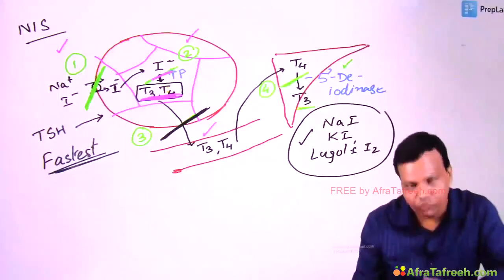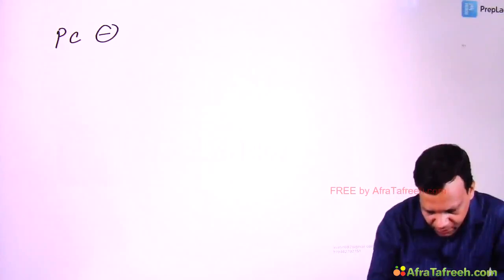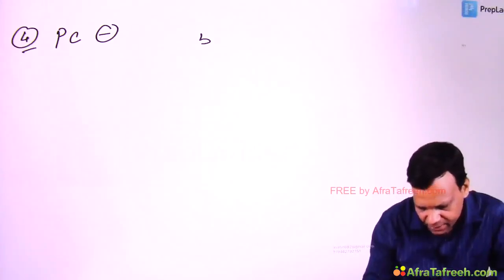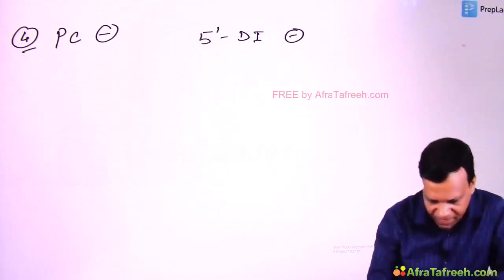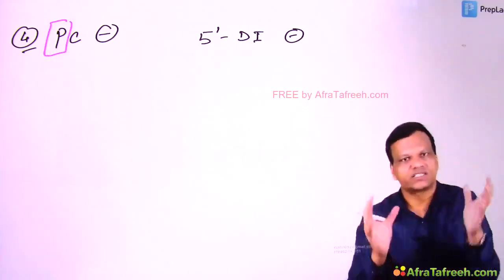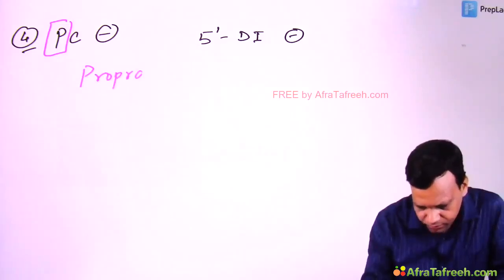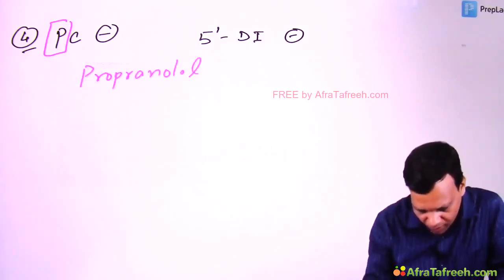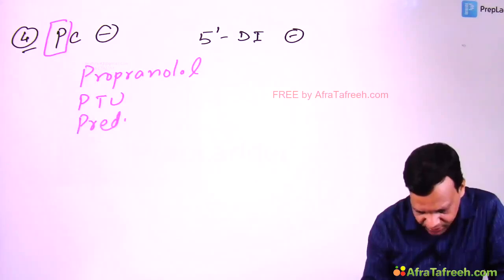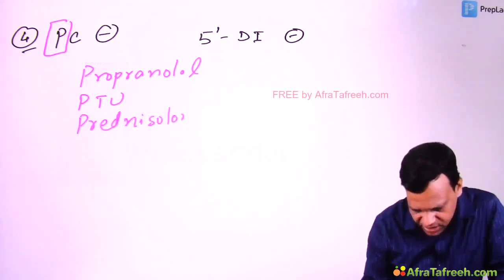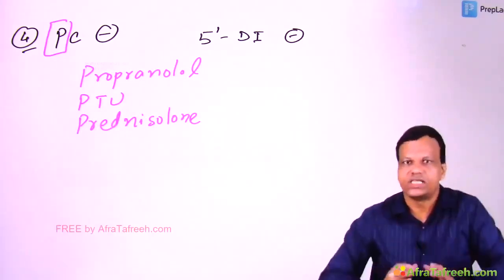Then lastly, number 4 drug, we can give 5' deiodinase inhibitors, peripheral conversion inhibitors, or we can simply say they inhibit the enzyme 5' deiodinase. You can remember from the name, peripheral conversion, P. So all these drugs start with P. These are propranolol, which is a beta blocker, propylthiouracil, which we already discussed, and prednisolone, which is a steroid. So all these drugs can inhibit the peripheral conversion of T4 to T3.